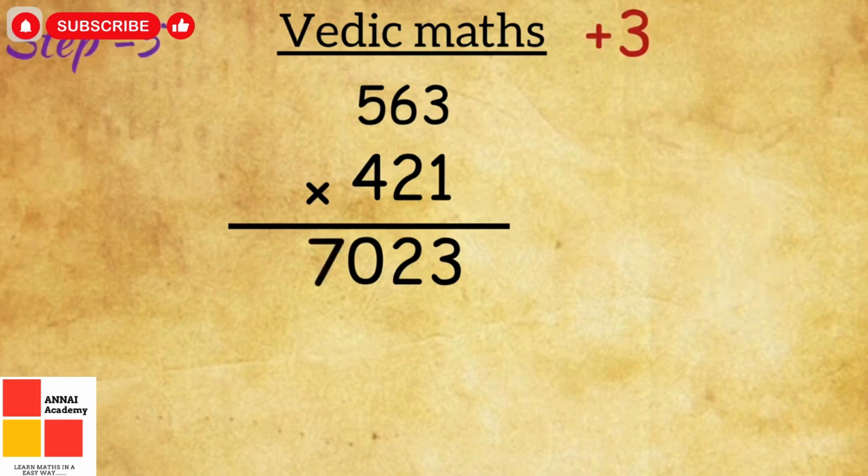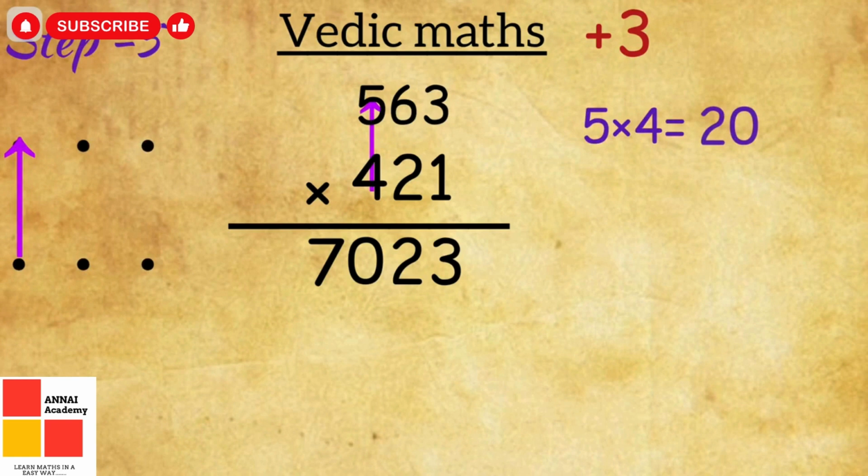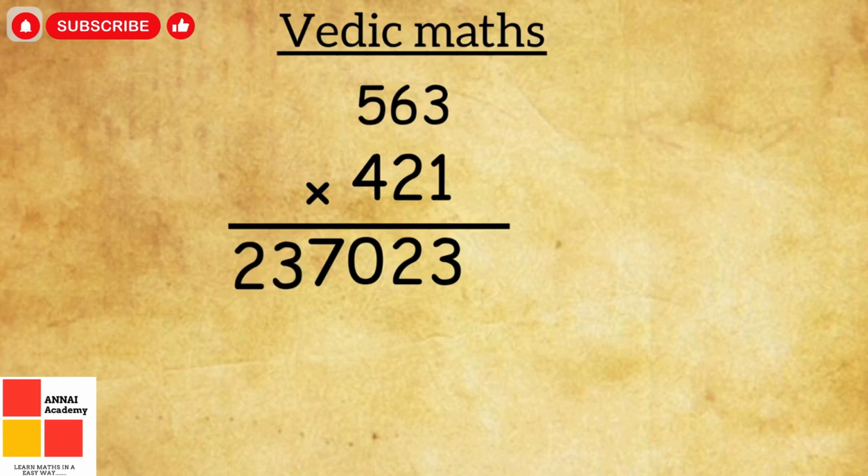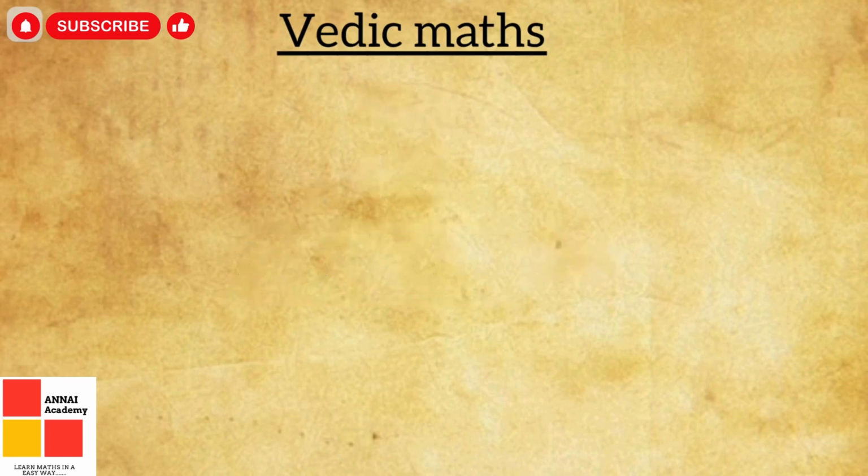Now in step 5, we have to multiply 5 by 4. So we will get 20. So we will get 23. And our answer is 237,023.